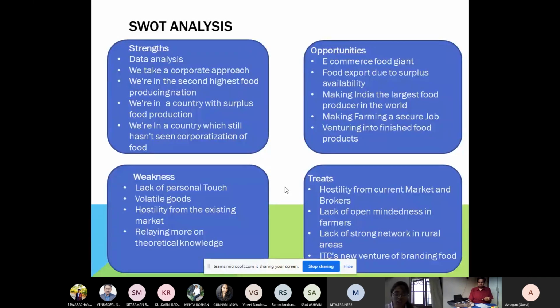Now we go on to the threats. The main threat is middlemen. There's a whole team of middlemen who will be affected, and they are not conservative, so it will be difficult for us to introduce this to them.